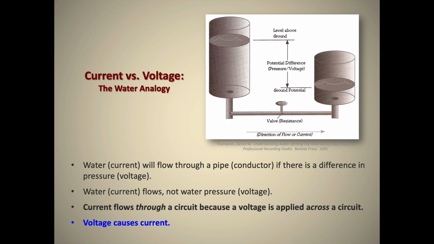Not voltage is moving. So in bold down here, current flows through a circuit because voltage is applied across the circuit. That's really important to understand, that voltage actually causes the current. So current is the flow, but you need the pressure to push it, okay?